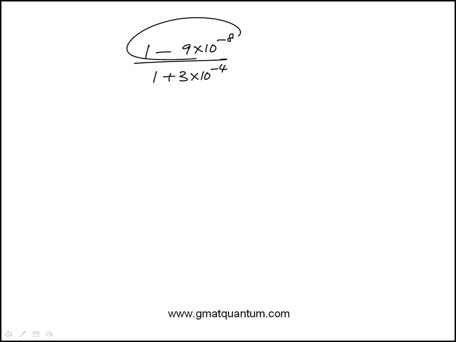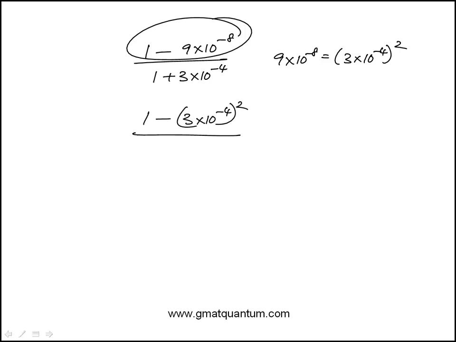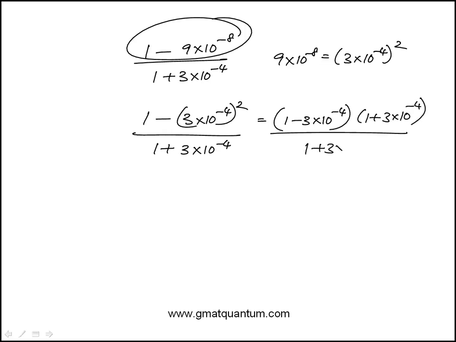So if you notice that is 9 times 10 to the minus 8, a square of 3 times 10 to the minus 4. So essentially it's the same form, 1 minus x squared over 1 plus x. So this is going to become 1 minus 3 times 10 to the minus 4, times 1 plus 3 times 10 to the minus 4, over 1 plus 3 times 10 to the minus 4. And then these cancel out.